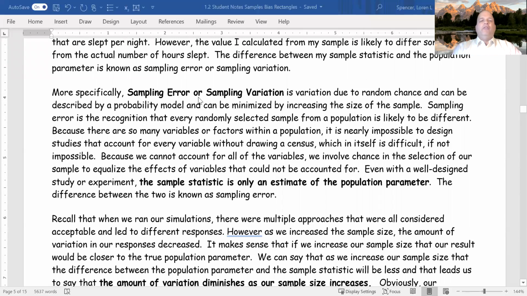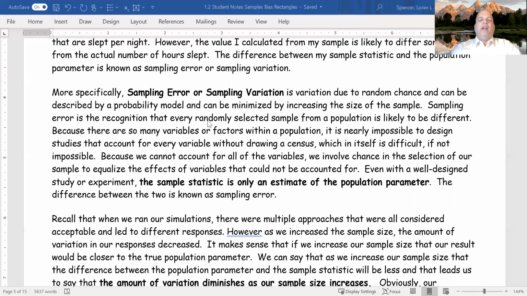More specifically, sampling error or sampling variation is due to random chance and can be described by a probability model. I'll make sure you highlight that. And it can be minimized by increasing the sample size. And remember, with bias, increasing the sample size doesn't help. Biased data is a design flaw. Increasing the sample size just does not help at all.